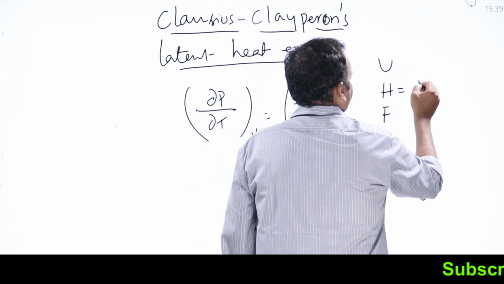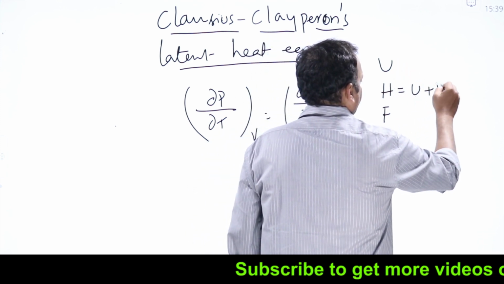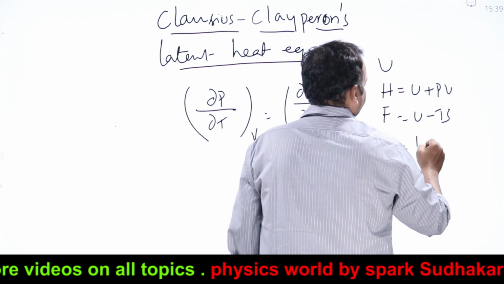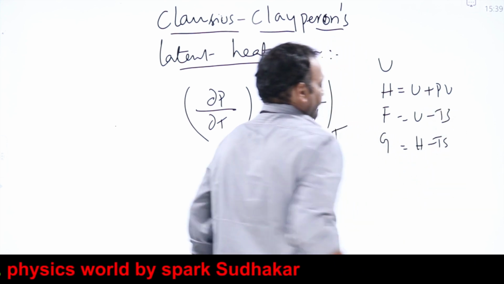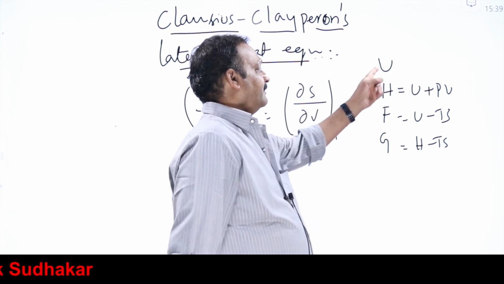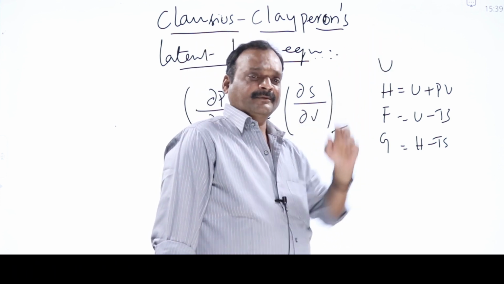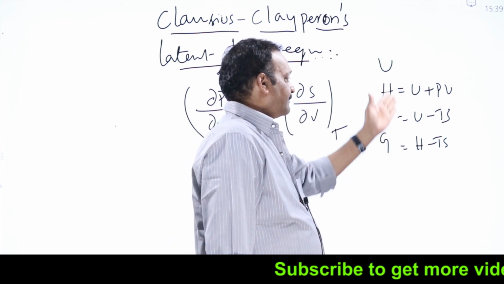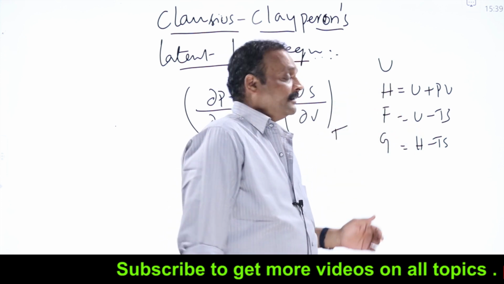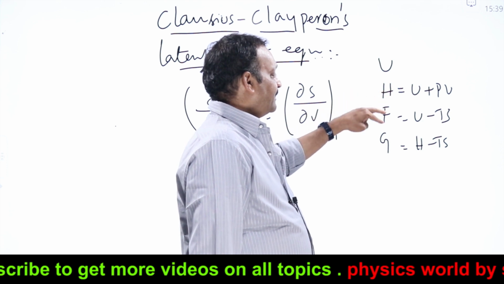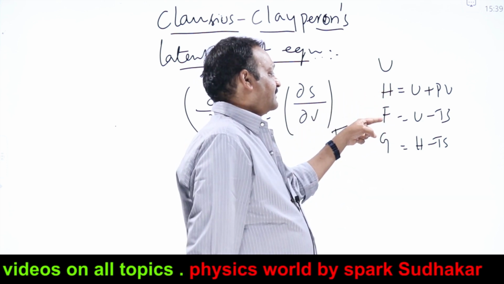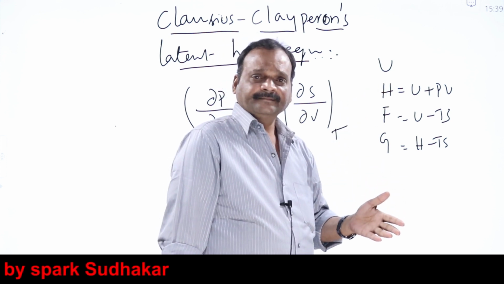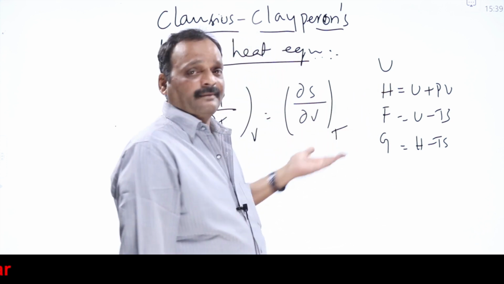H equal to U plus PV. That's how we have defined F equal to U minus TS and G equal to H minus TS. So first equation is always common in all textbooks. Fourth equation also will be common in all textbooks because Gibbs free energy comes only after we define enthalpy. But about second and third, in some books they'll take this as second one, this as third one. There is no difference at all. There is no specific order for Maxwell's equations.